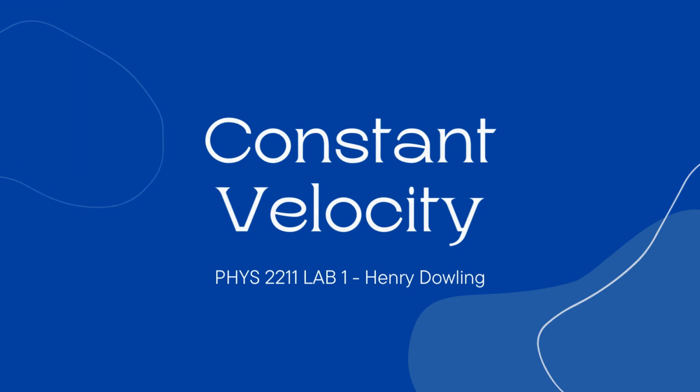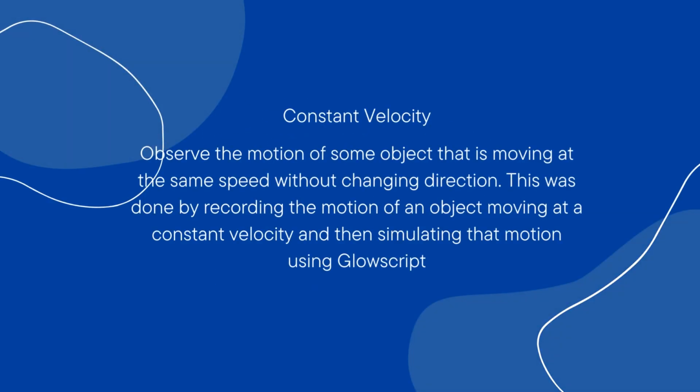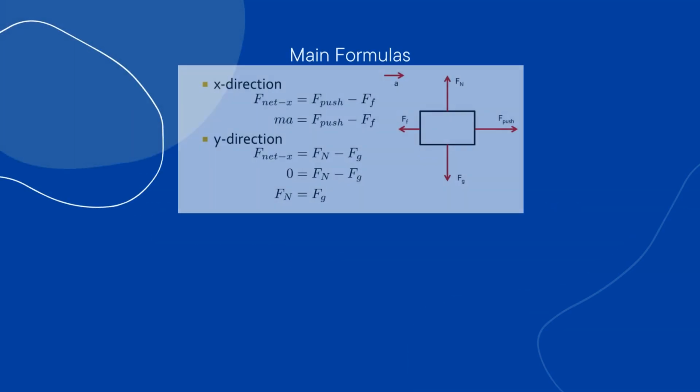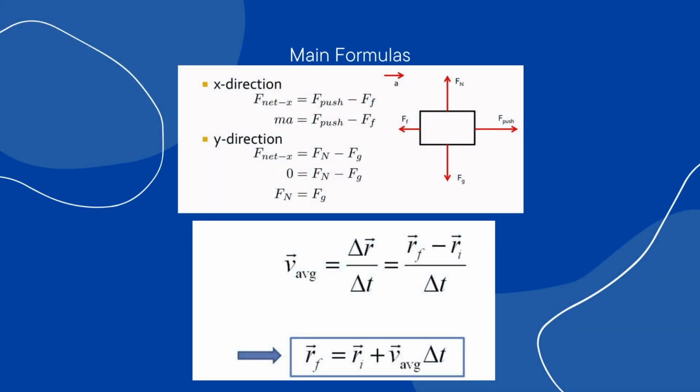To start off this lab, the purpose of this lab is to observe the motion of some object that is moving at the same speed without changing direction. This was done by recording the motion of an object moving at a constant velocity and then simulating that motion using Glowscript. The main physics equations to understand this lab are F-net and change in position.